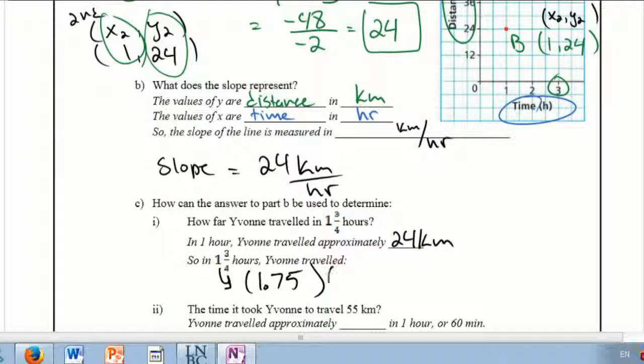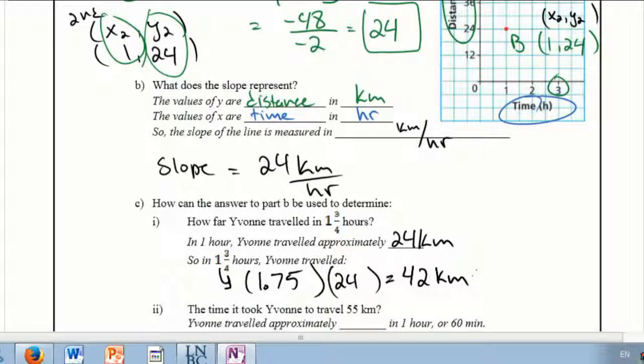So every hour she's traveling 24 kilometers per hour. If I took that 1.75 and multiplied it by 24, I would figure out how far she traveled in 1 3/4 hours. So the speed at which she's traveling multiplied by the time she's traveling is going to give you how far she went. So 1.75 times 24 is going to give us 42 kilometers.